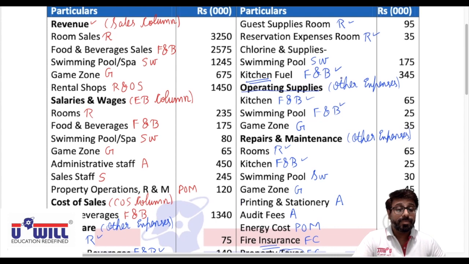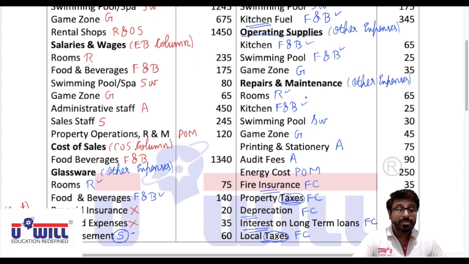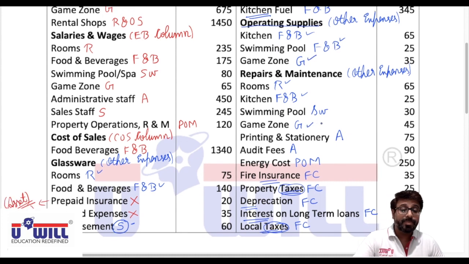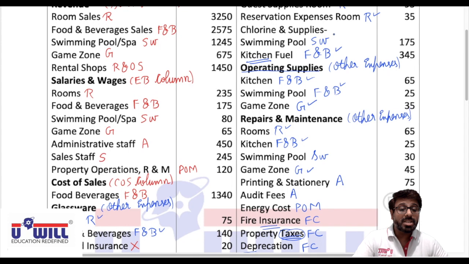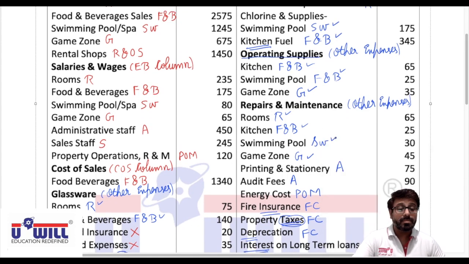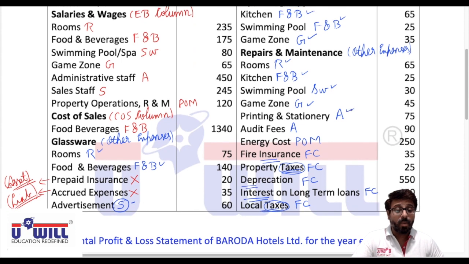Then game zone 1, 2, we will make the notes. Then swimming pool 1, 2, we will make the note. Then administrative 1 and 2, we will make the note. Property operation and maintenance, only one item, so no note is required. Sales expenses, note is not required. Property operation and maintenance expenses, note is not required because only one item is there. Fixed charges we directly included in the format itself.